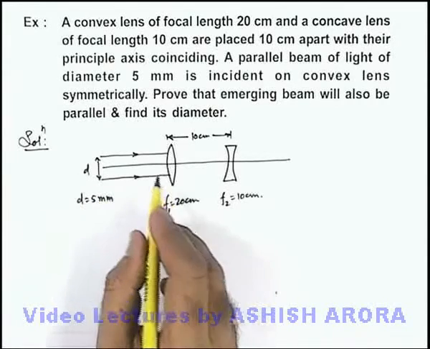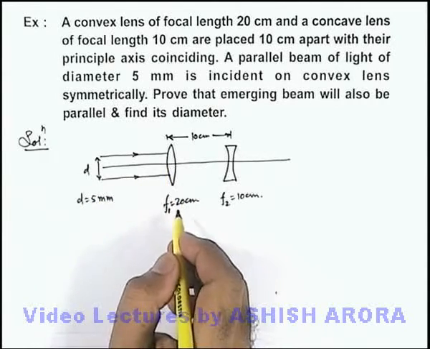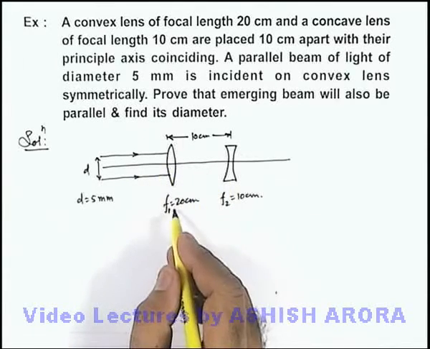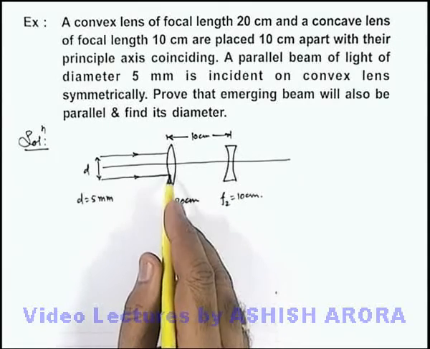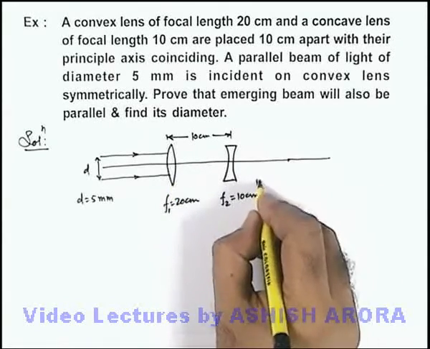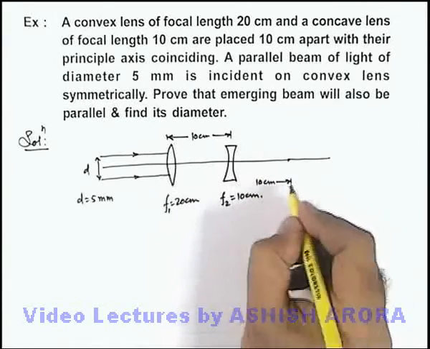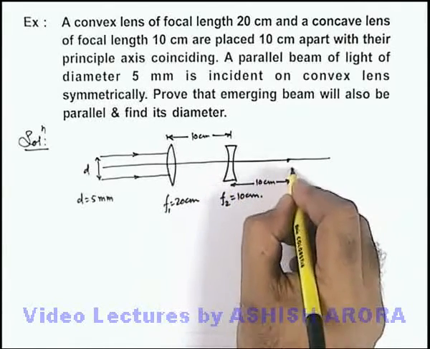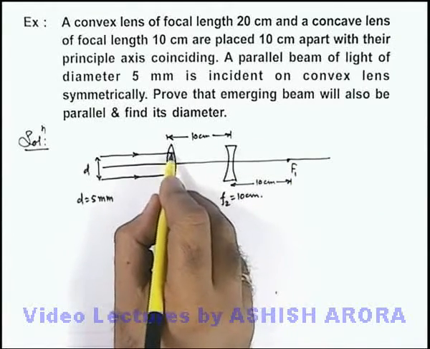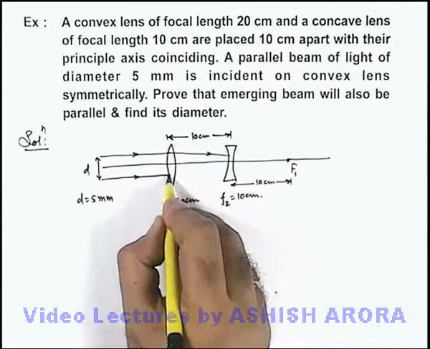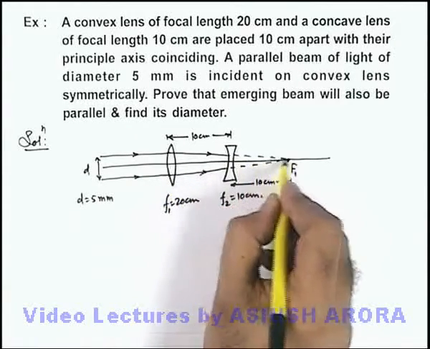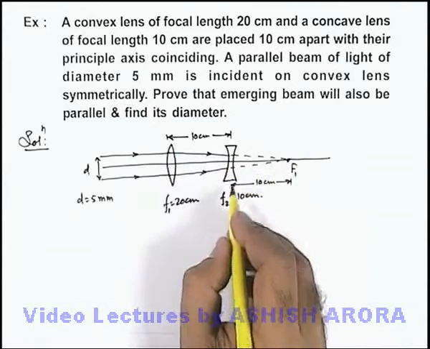Now we know that when a parallel beam is incident on a converging lens, it converges to its focus, which is located at a distance 20 cm from the lens. That means it is at a distance of 10 cm further away from the concave lens. This would be the focal point for the lens 1. So all these light rays will be focusing toward this point. And here we can see this f1 can also be treated as a focal point of the lens 2.